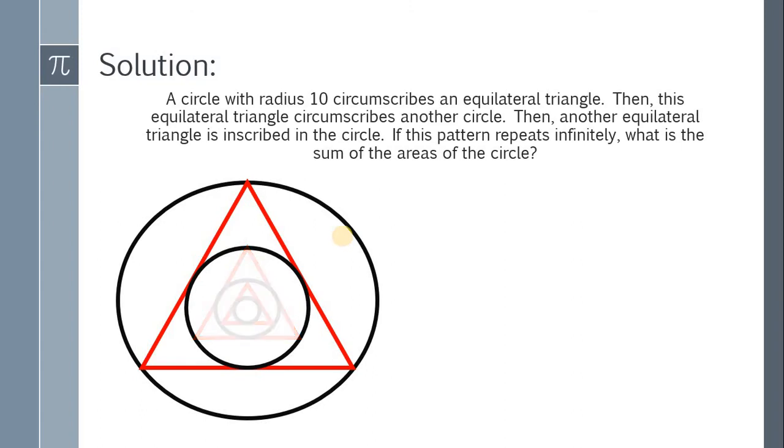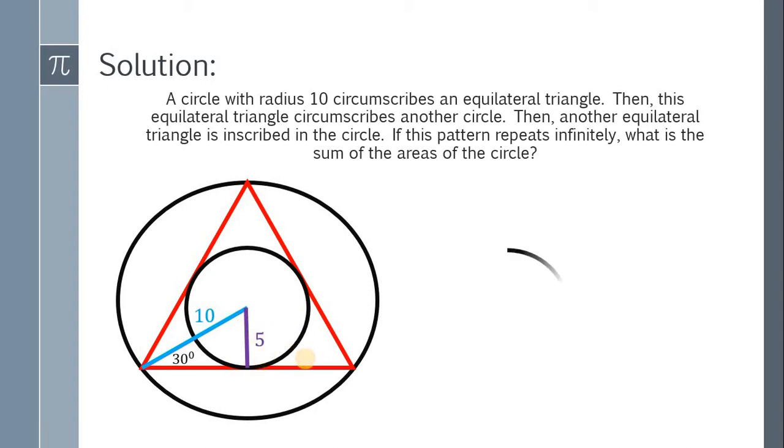Now, let's focus on these two circles and one equilateral triangle. We know that the radius of the big circle is equal to 10. So, we draw a radius like this, and this is equal to 10. Next, draw the radius of the small circle like this. Now, notice that this angle is equal to 30 degrees. Therefore, we create a 30, 60, 90 right triangle. And the length of the shorter leg of this right triangle is half the measure of its hypotenuse. Therefore, the length of the radius of this small circle is equal to 5.